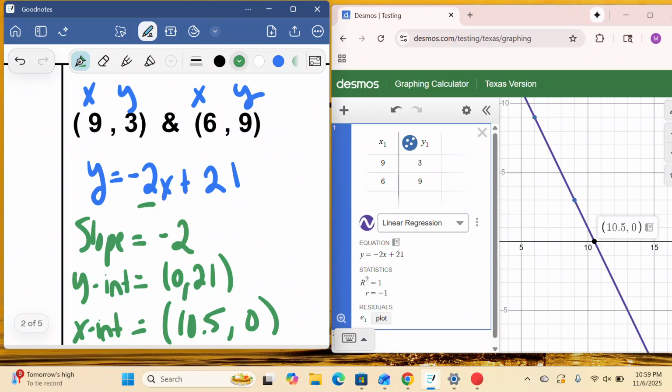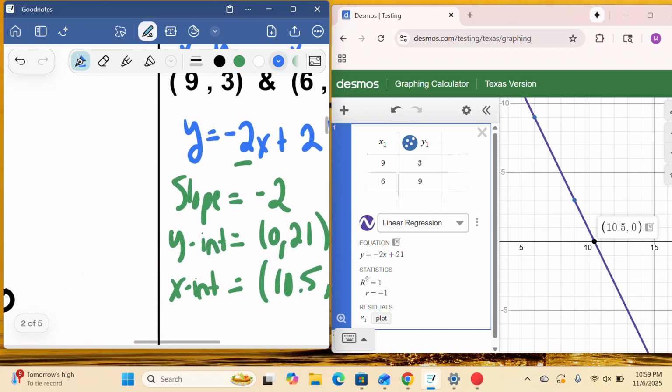Remember that the x-intercept is also called a zero. Don't forget. So you can put right there, it is called a zero. And it's okay to write, instead of 10.5 comma 0, just 10.5 as being my zero. So you just have to distinguish what an x-intercept is and what a y-intercept is.